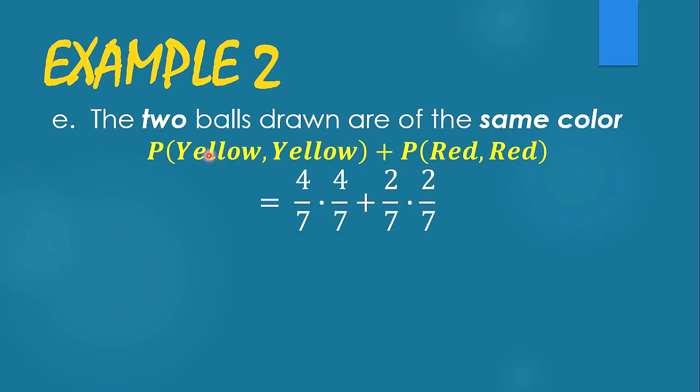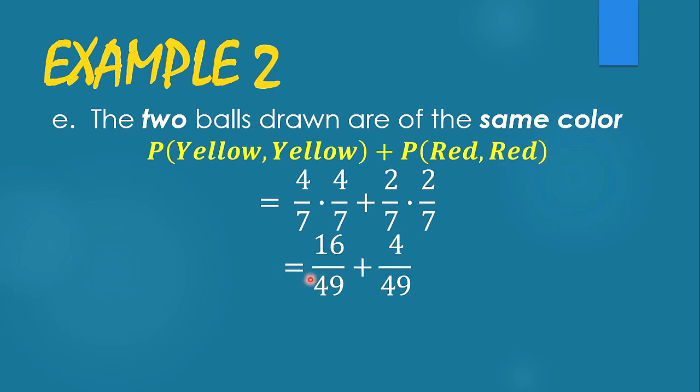So again, for the probability of getting a yellow, you have 4 over 7. Another yellow is 4 over 7, since with replacement, nothing will change with the total number of yellow balls in the box, and the same thing with the total number of balls in the box. Plus, for the probability of getting red, we have 2 over 7 because there are 2 red balls in the box over 7 total balls in the box, times 2 over 7 again for the probability of a red ball.